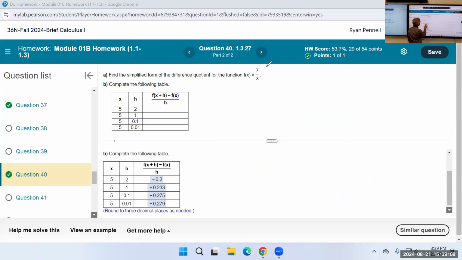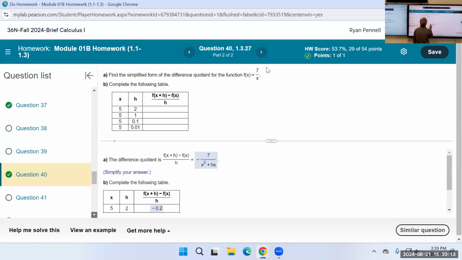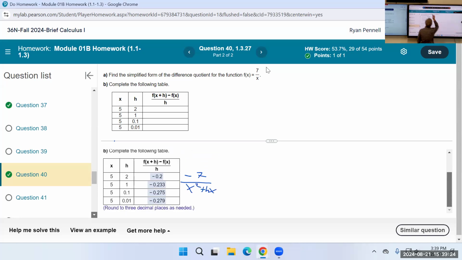Okay, so what would happen then? Well, what was my difference quotient? Negative 7 over x squared plus hx. So what if x was 5 and h was 2? Negative 7 over 5 squared plus 2 times 5. So I just plugged in.